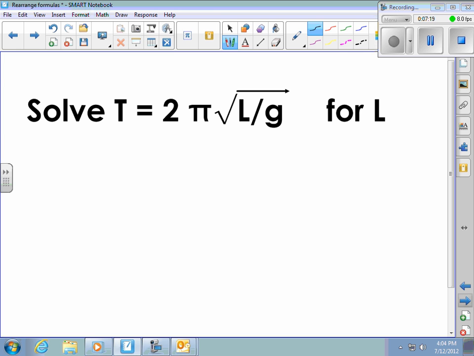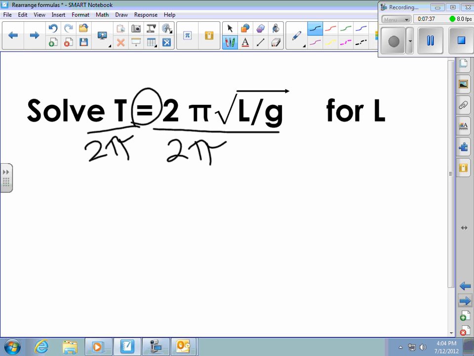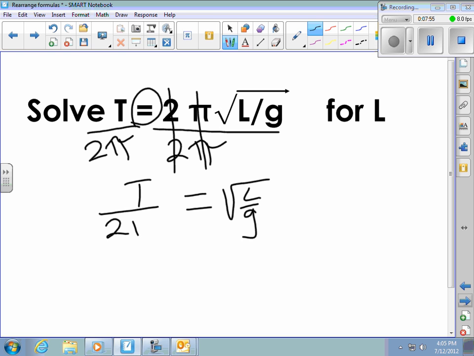So let's get rid of the 2 and pi times what's in the square root sign. The opposite of multiply is divide. Whatever we do to the right, we have to do to the left side, so they will still be equal. Pi divided by pi is 1. 2 divided by 2 is 1. So the square root of the length over gravity is equal to the period over 2 pi.